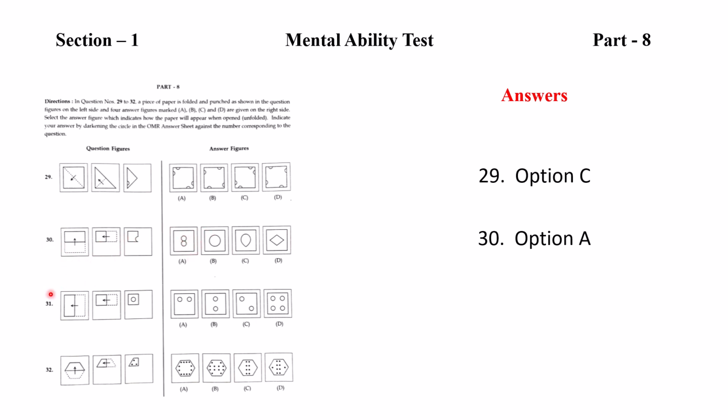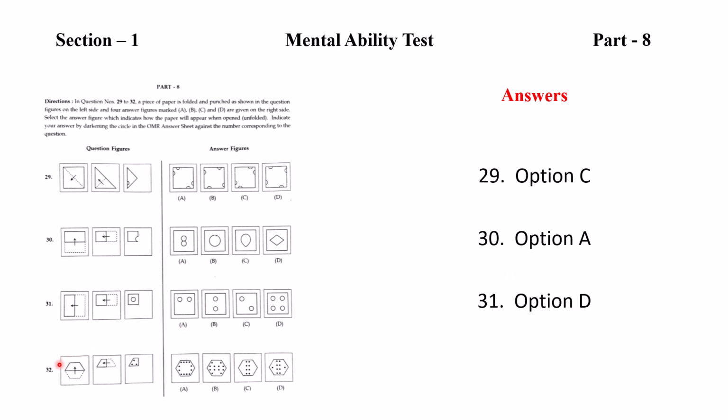Now, coming to question number 31, paper is folded here, and again that paper is folded here, and there is a cut which is made at the center. Now when this paper is opened, there should be two cuts here, two circles made here, this one and this one. Again, when that paper is opened, one, two, three, four, a total of four dots should be present on the paper. So option D represents the correct paper.